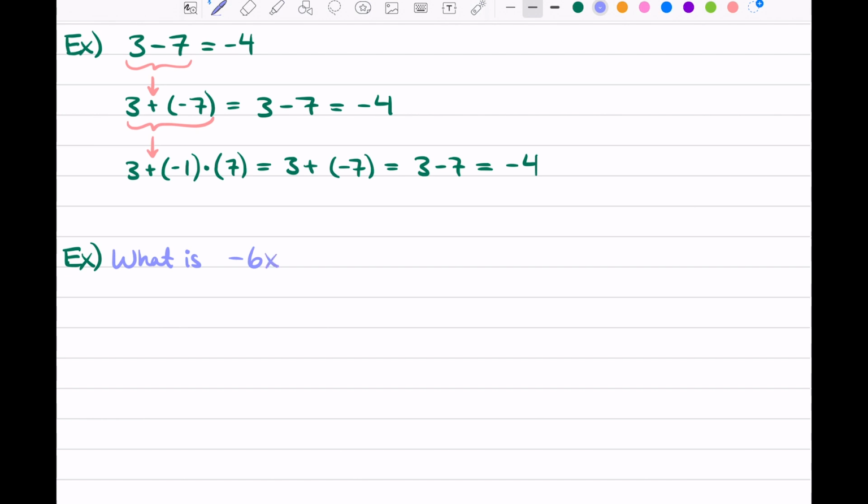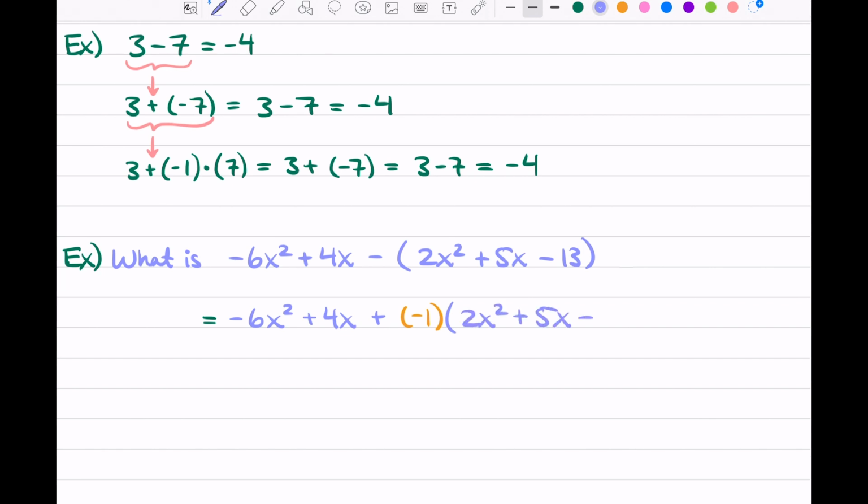What is negative 6x squared plus 4x minus the quantity 2x squared plus 5x minus 13? All right, how do we subtract an entire piece that's in parentheses? Let me rewrite the problem to make it a little more clear. Negative 6x squared plus 4x plus -1 times the quantity 2x squared plus 5x minus 13.